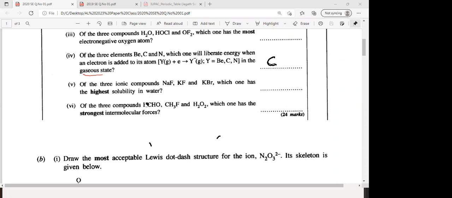Out of these three, which one has the highest solubility in water? Highest water solubility out of these three: NaF, KF and KBr. Cation and anion matter here. Highest solubility. Give me the answer.